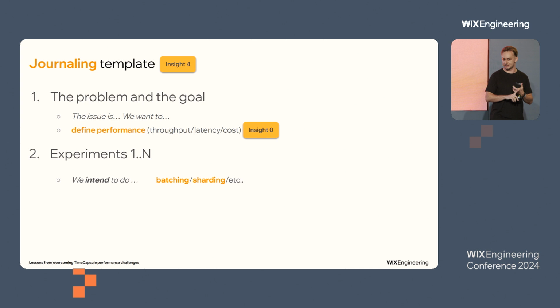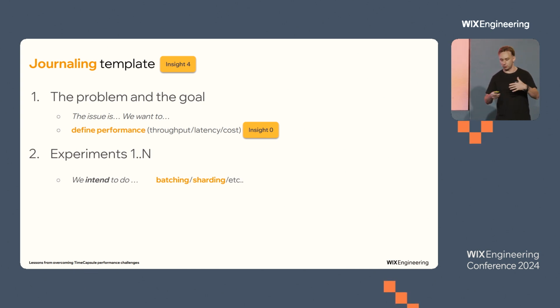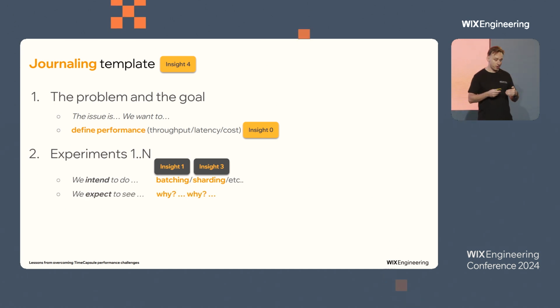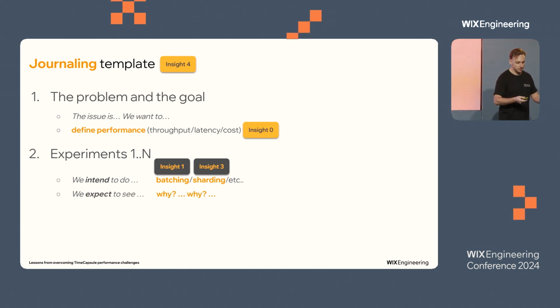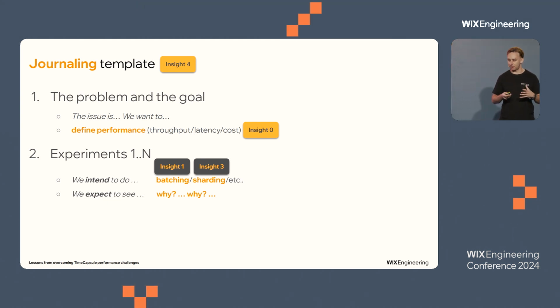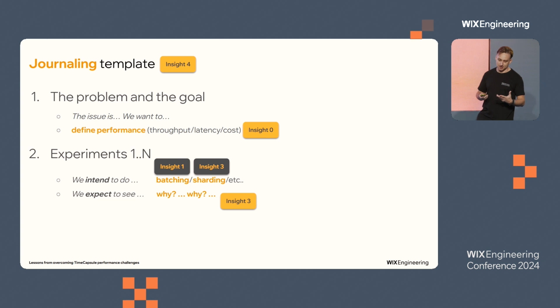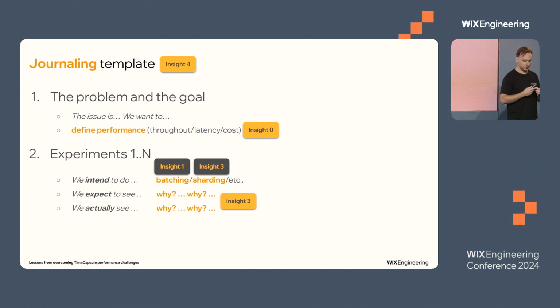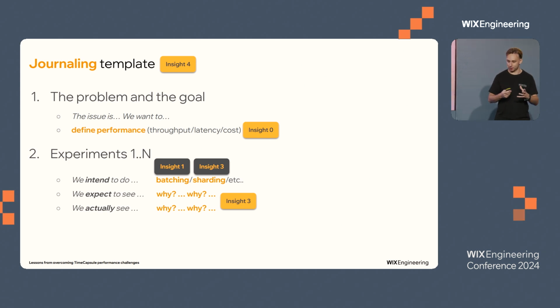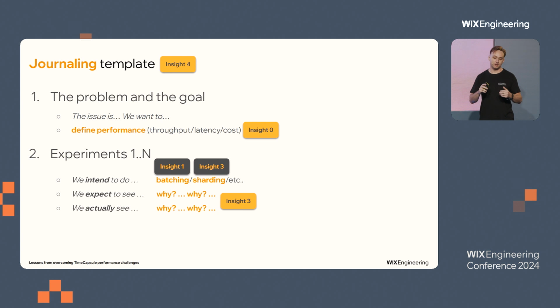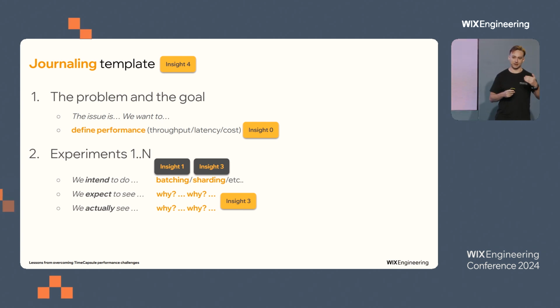First, you state your intention. We intend to do batching or sharding. You can apply technical insights here. Then you state your expectation. We expect to see, and here you apply the technique of 5 whys, our insight 3, to explain why you expect to see that. When you conduct the experiment, you describe what you actually saw, what you actually observed, and again, you use the technique of 5 whys, especially if actual results are different from the expected ones.